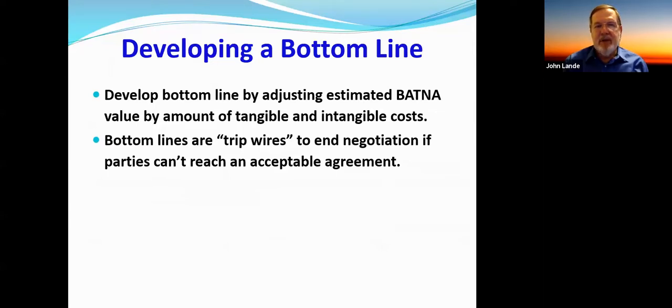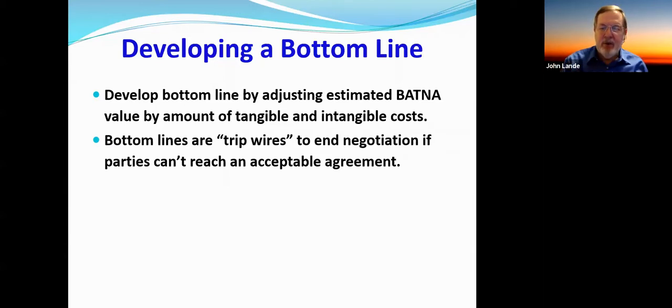And so if you're estimating that it's $60,000 likely if you go to trial and it would cost $10,000 in tangible and intangible costs, then their bottom line would be $50,000. If they could get $60,000 or more, then it would be worth it to them to settle rather than going to trial and taking the risk of going to trial. So the bottom line is a tripwire.